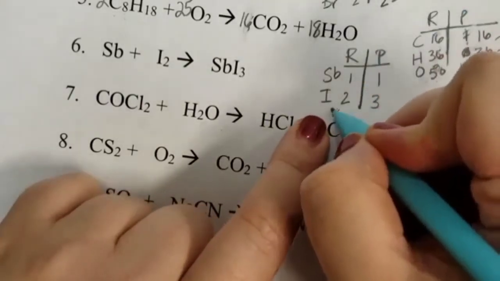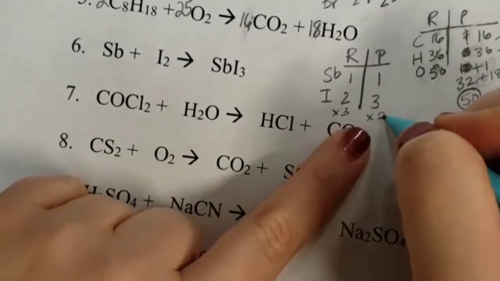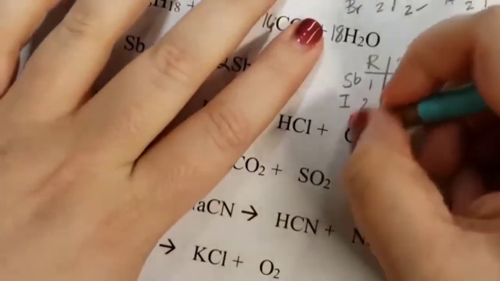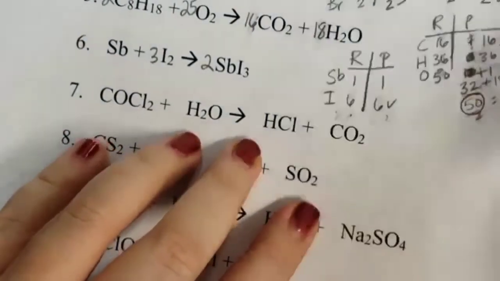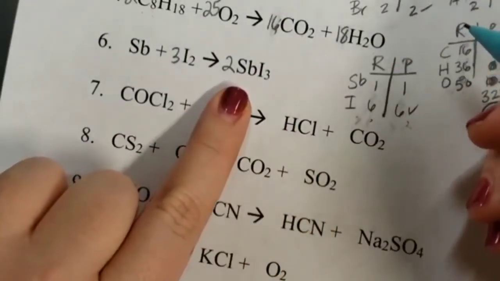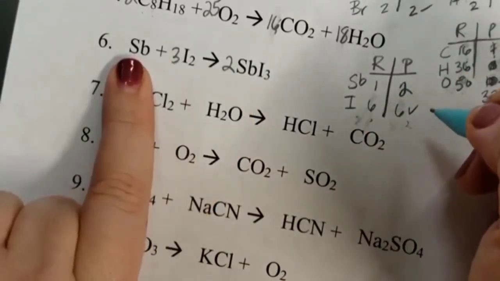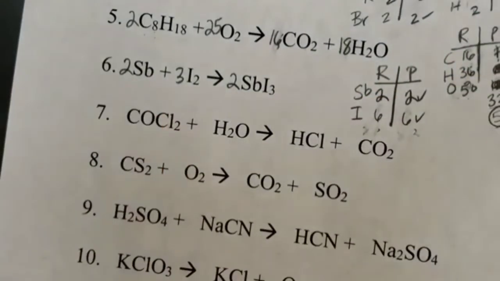Okay, so if we multiply this one times 3 and this one times 2, okay, so 2 here and 3 here, that makes this 6. 6 and 6. Good. Except now we've also changed the antimony, so now we have 2 antimony on this side and only 1 over here, which means we can just multiply this by 2, which makes this 2, which is equal. Okay? These are really just solving problems using numbers. It's like puzzles, like Sudoku or something. You're just putting in numbers until it's even.